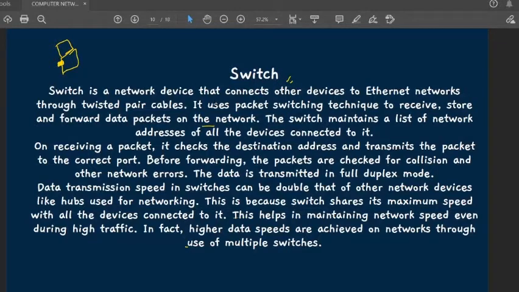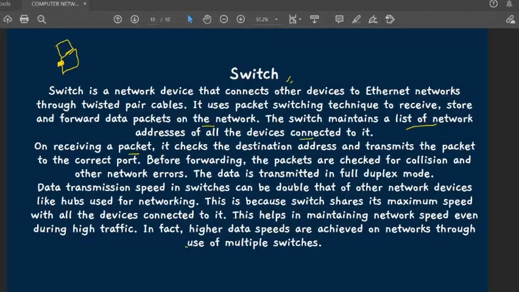Okay, so what it does is that it also collects the addresses of all the systems where it needs to transfer. It has the list, just like the router. It also works like that. It checks where the specific packet needs to be transmitted, and then it is transmitted to that specific system or that specific device. So the switch maintains a list of network addresses of all the devices connected to it.